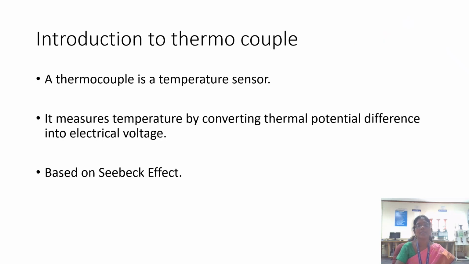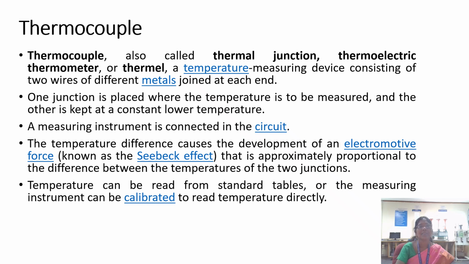About the topic thermocouple. Introduction to the thermocouple. A thermocouple is a temperature sensor. It measures the temperature by converting thermal potential difference into electrical voltage based on the Seebeck effect. A thermocouple is also called a thermal junction or thermoelectric thermometer, a temperature measuring device consisting of two wires of different metal joined at each end.